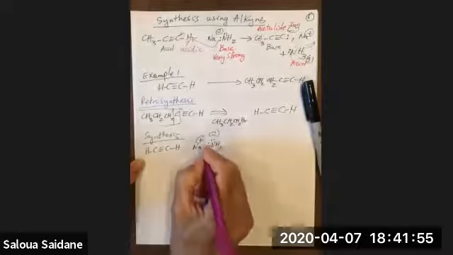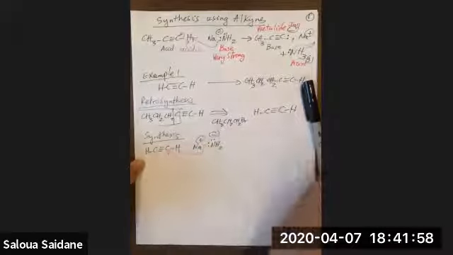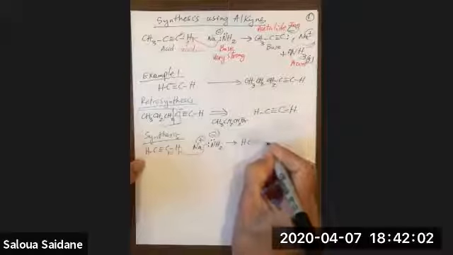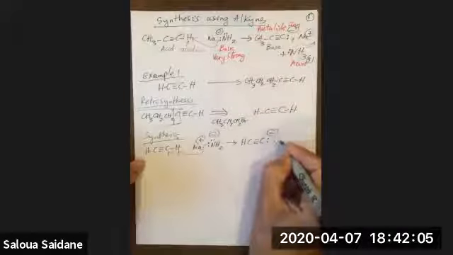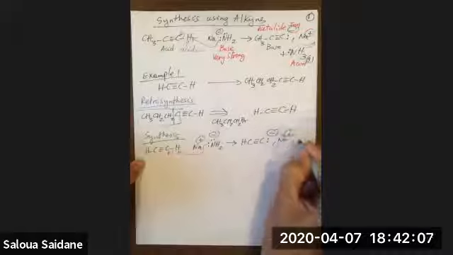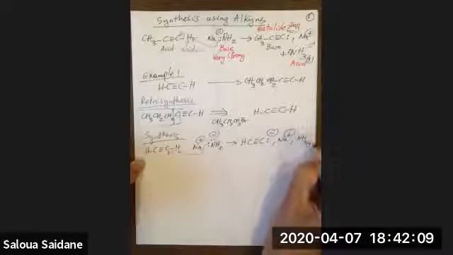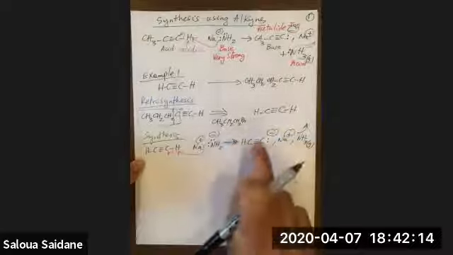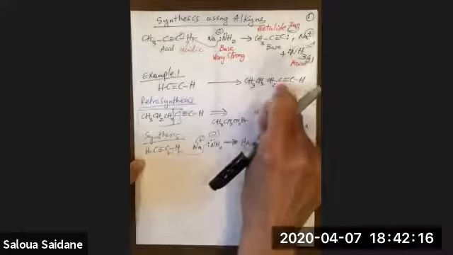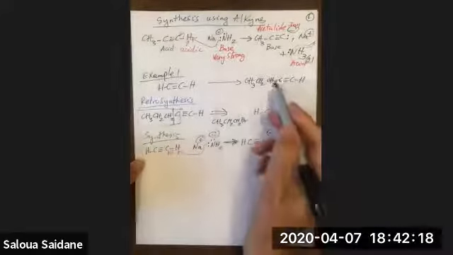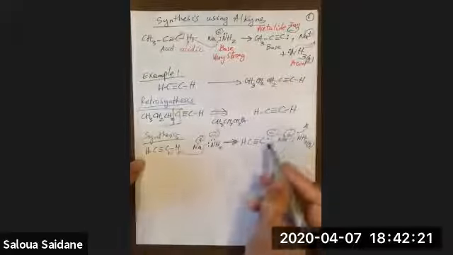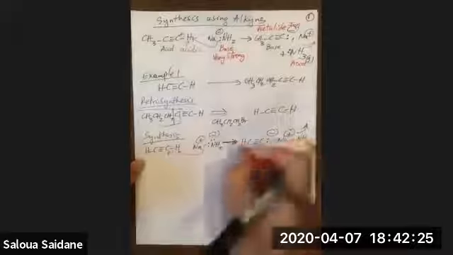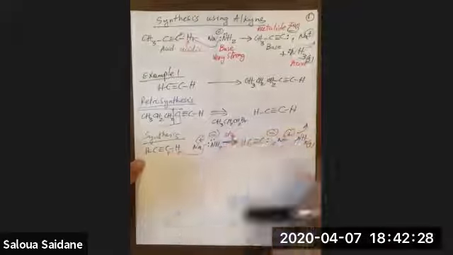So the NH2 takes the H, this opens, and now we get the acetylide ion with Na plus and NH3 gas. NH3 gas escapes, that's very good, it gives us this. Now how do I go from this to this molecule? It shows that we have to add this part. So this is our step one, to prepare the acetylide.